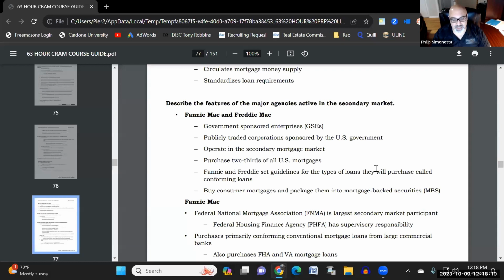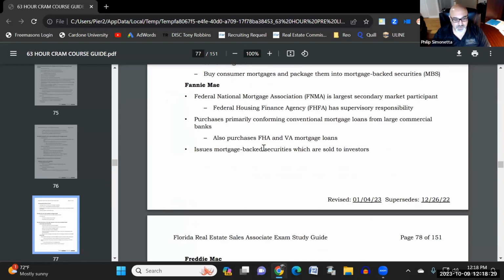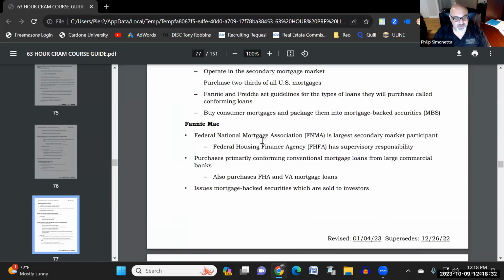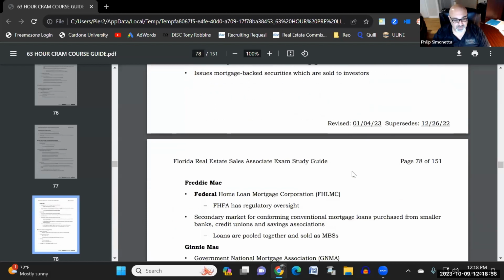Fannie and Freddie set the guidelines for the types of loans they will purchase, called conforming loans. They buy consumer mortgages and package them into mortgage-backed securities. Fannie Mae is the Federal National Mortgage Association, and that's the largest secondary market participant. FHFA, the Federal Housing Finance Agency, has supervisory responsibility. They purchase primarily conforming conventional mortgage loans from large commercial banks. They also purchase FHA and VA mortgage loans, and they issue the mortgage-backed securities, which are sold to investors.